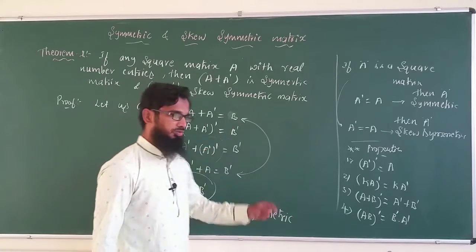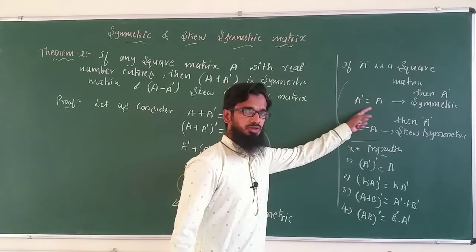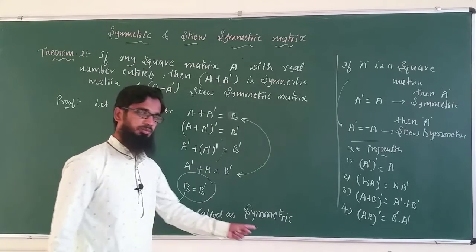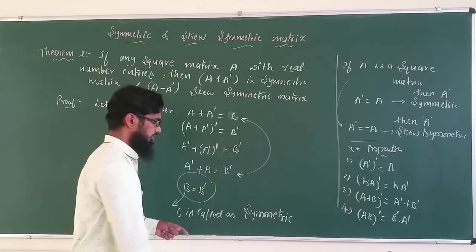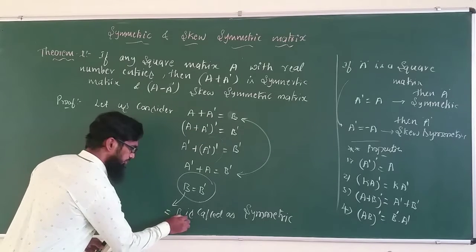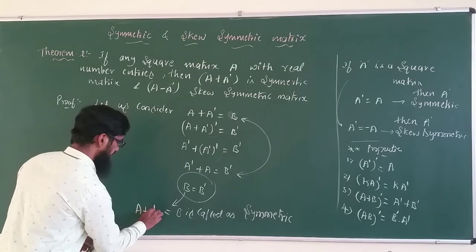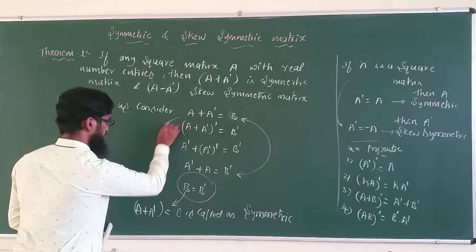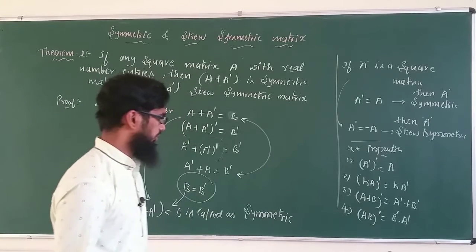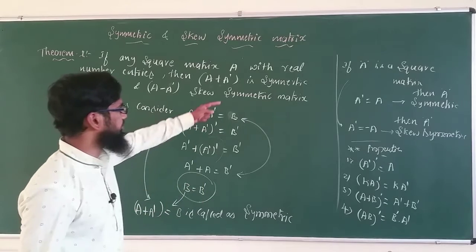So if B is a square matrix, then the transpose of B is equal to the original matrix B, and the given matrix B is called a symmetric matrix. We have proved this one, A plus A dash is a symmetric matrix. So B is a square symmetric matrix, meaning it's A plus A dash. So from this, A plus A dash is a symmetric matrix. Okay, that is the first theorem, first part.